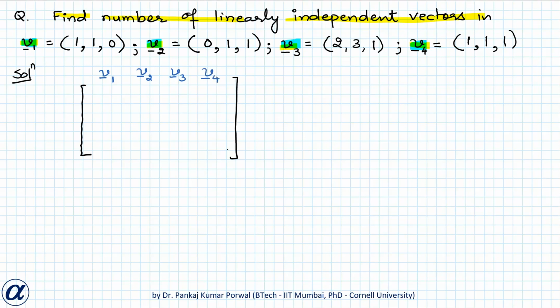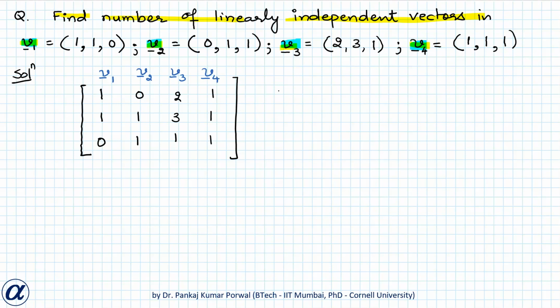So our matrix will be 1 1 0 0 1 1 2 3 1 1 1 1. As we know that the rank of a matrix is equal to the number of linearly independent columns in that matrix, and because the columns of this matrix are our vectors, the rank of this matrix will be equal to the number of linearly independent vectors in our vectors.